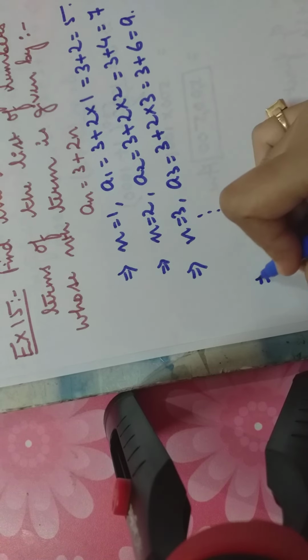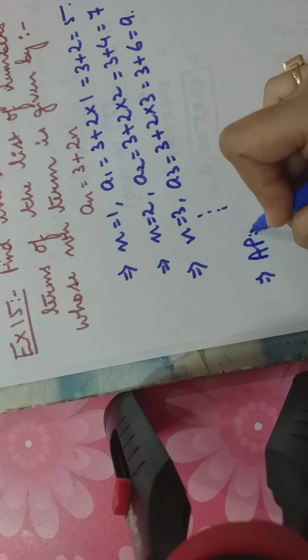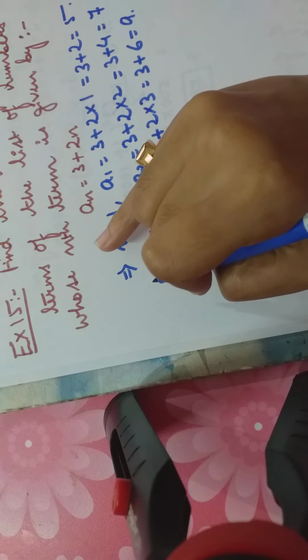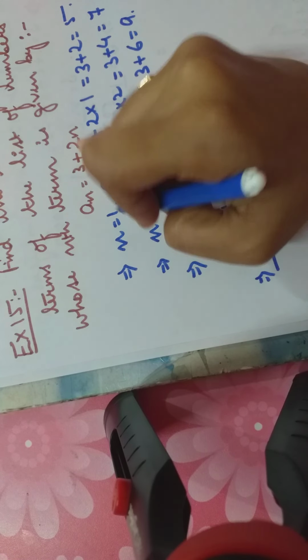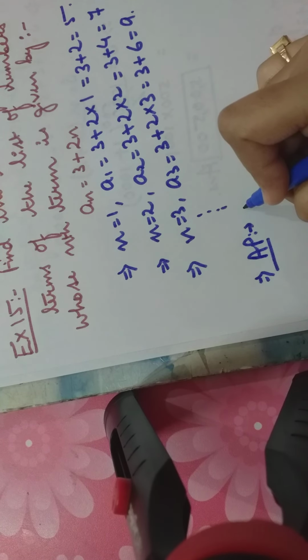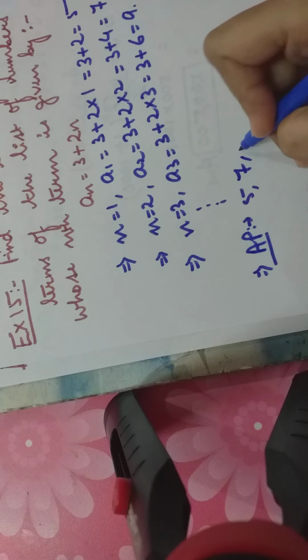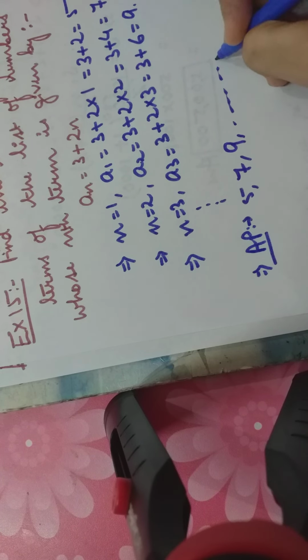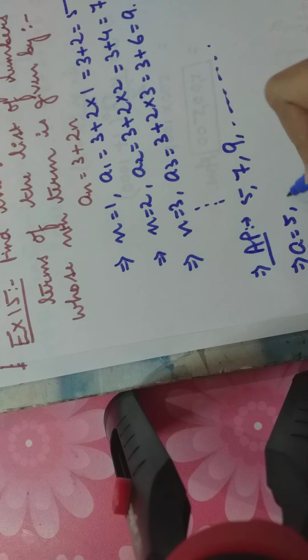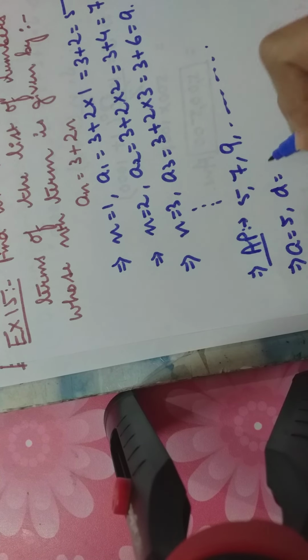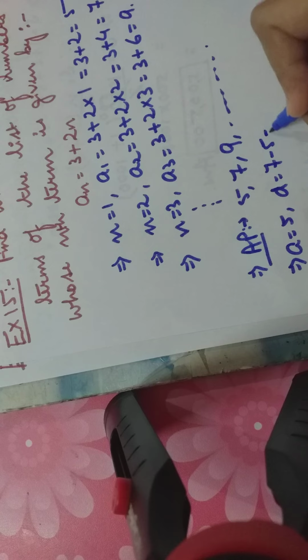Okay, so the AP series that we will form by the given equation, an equals 3 plus 2n, will be 5, 7, 9 and so on. Here the first term of the AP, a, is 5. The common difference will be 7 minus 5, that is second term minus first term, which is 2.